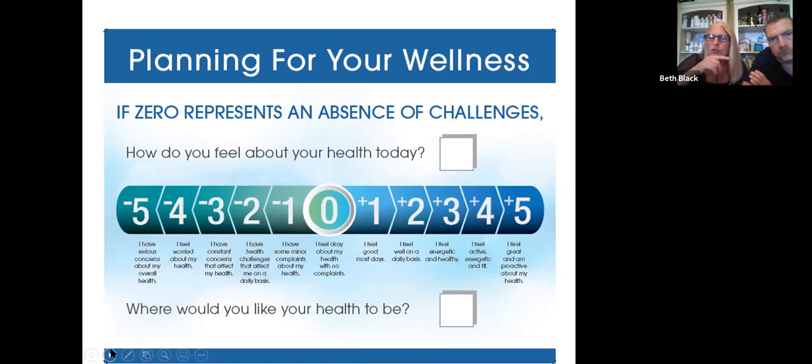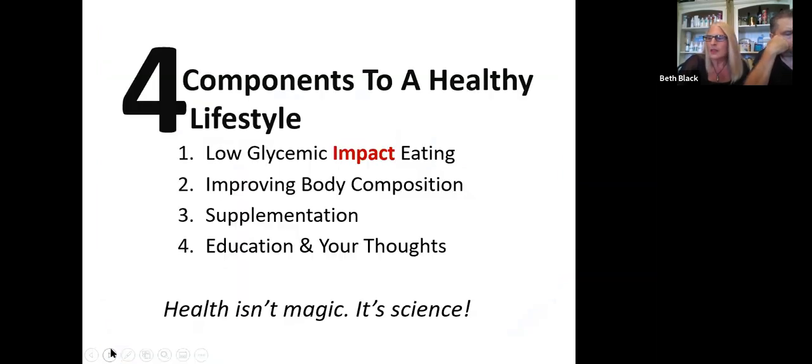Just write this little chart down, 0 and then -1 to -5, and then +1 to +5. And circle real quickly, where are you right now? Where do you physically feel, mentally feel, spiritually feel, emotionally feel that you are? And then where would you like to be going? Because I think that's going to be an important conversation to have with the person who invited you today, or also in your own small discussion groups.